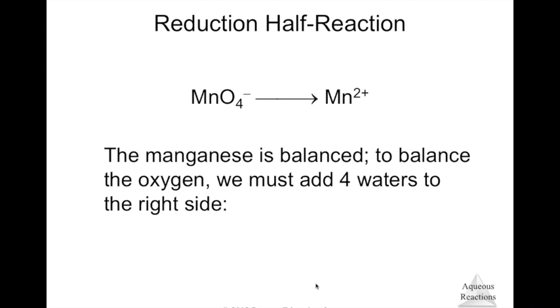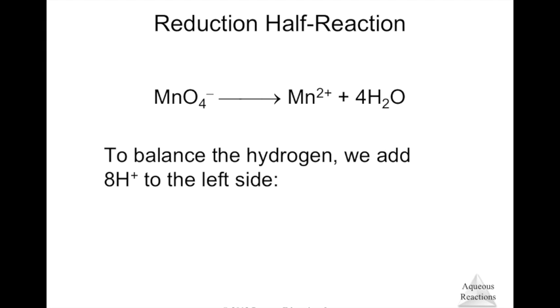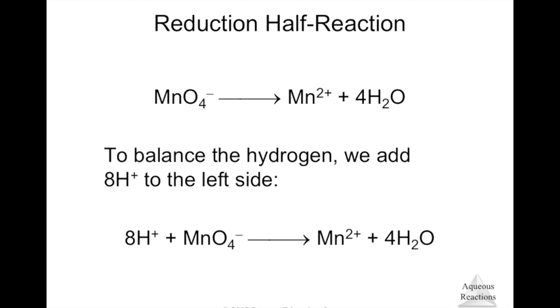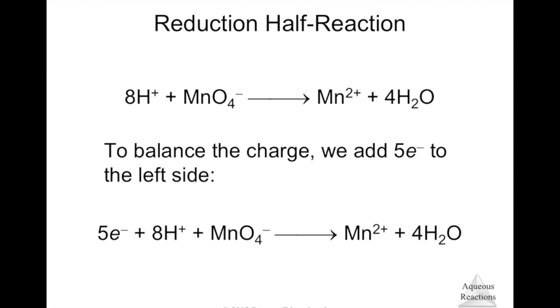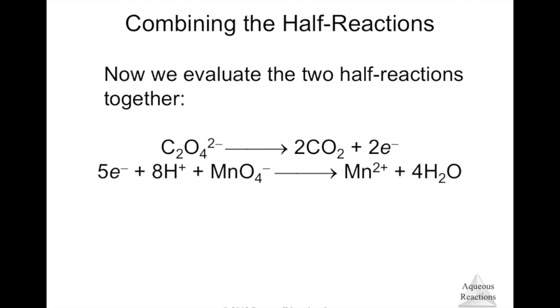On the other side, the reduction reaction, the manganese is already balanced, but we don't have any oxygen over here. So we're going to add 4 waters to the right side. Now our oxygens are balanced, but now we've got hydrogen, so we have to add 8 hydrogen ions to the left side. Now all of our elements are balanced. Great. What about charges? Remember, it went from +7 to +2, so we're going to add 5 electrons to the left side. So we're looking like that.